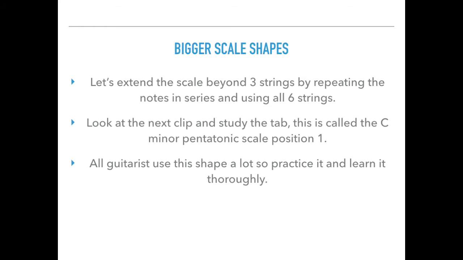Okay, so we've done 3-string scales. What happens if you want to go beyond 3 strings, as we invariably do on the guitar? Well, we need to extend them by repeating the notes in series. What I mean by that is if we've got a C major scale which goes C, D, E, F, G, A, B, we then go C, D, E, F, G, A, B again, but you'll be going into a higher octave. So look at the next clip, see how it's played and study the tab as well. Everyone uses this shape, so practice it a lot.